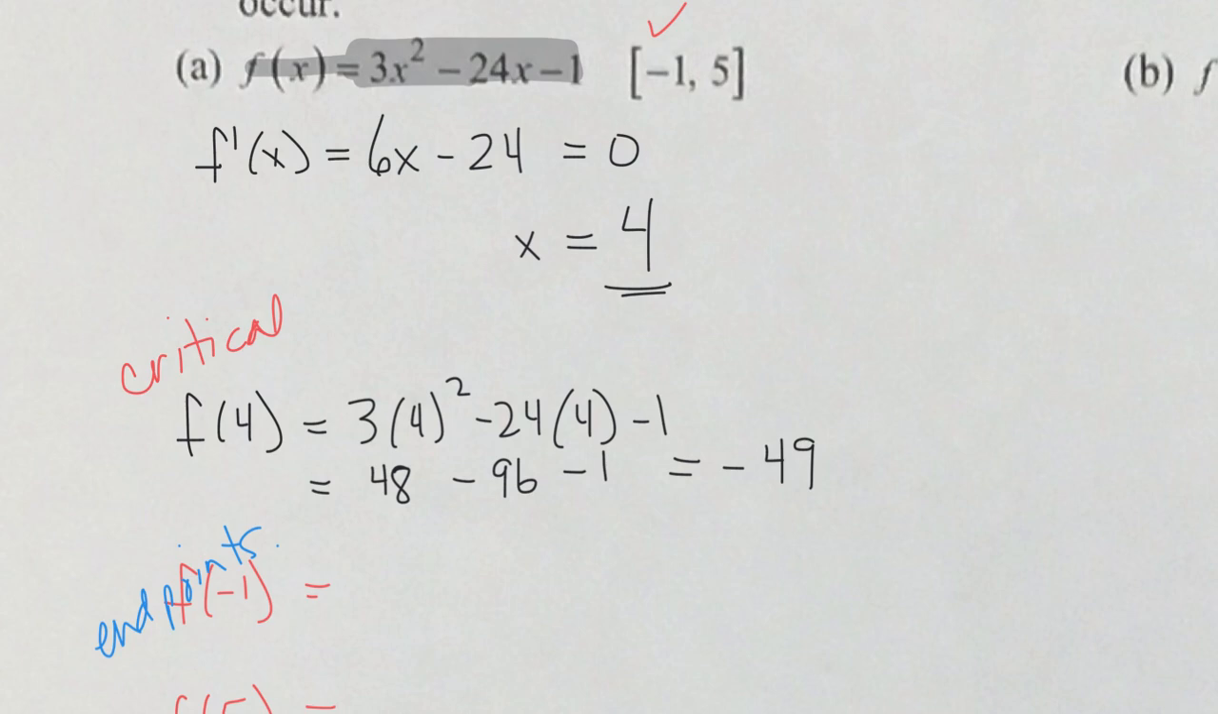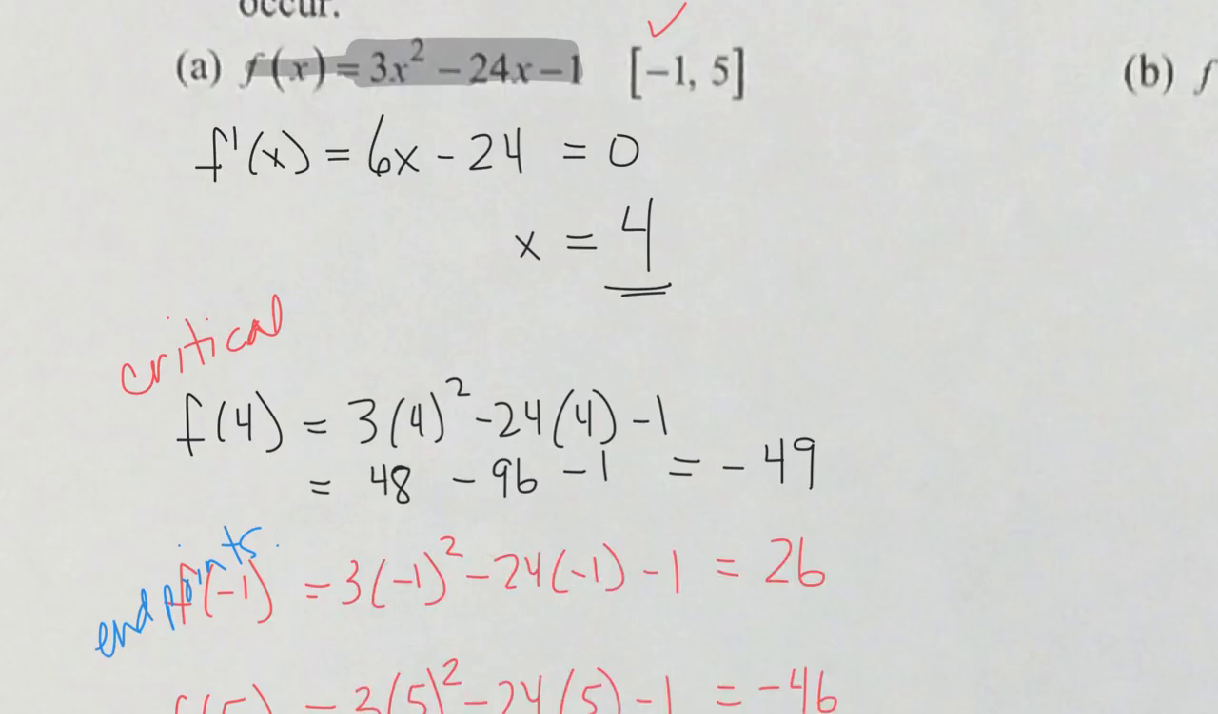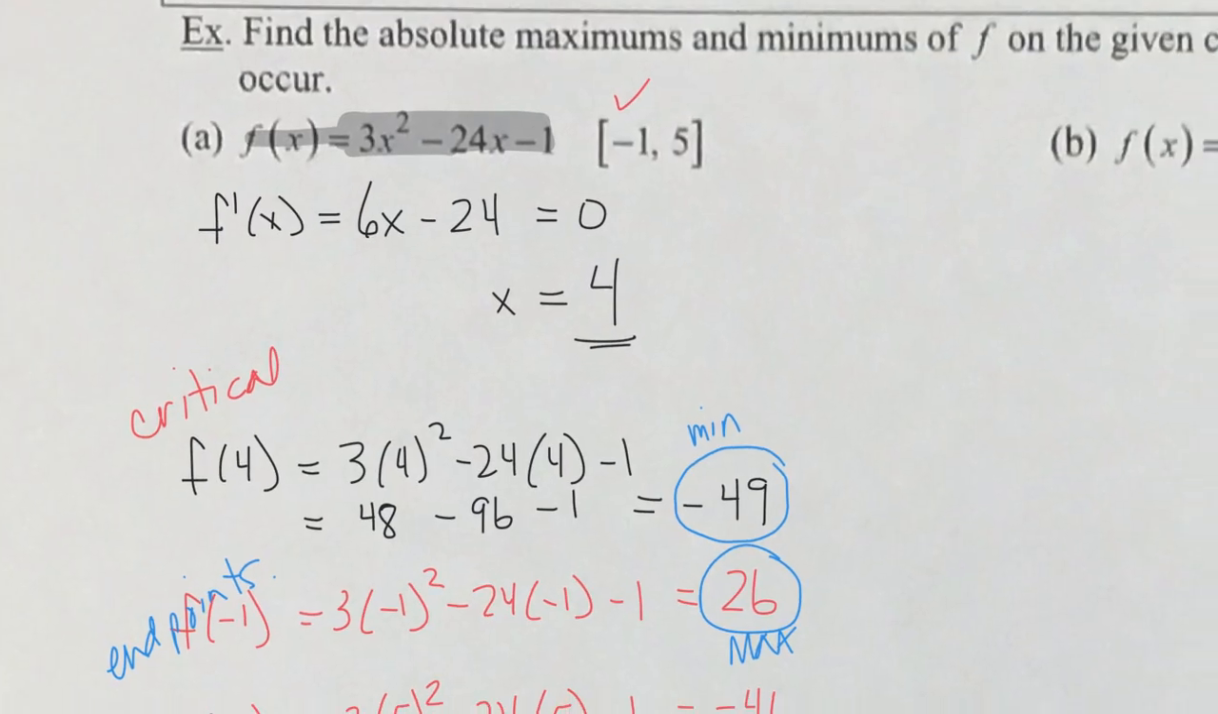You plug it into the f equation. Yes, you're always plugging your x values into your f equation. So here are all of your y values. So which one is the smallest? Negative 49 is the smallest. So this is your absolute minimum. And 26 is your largest. So this is your absolute maximum. Okay, so let's talk about how we write this in AP Calculus.